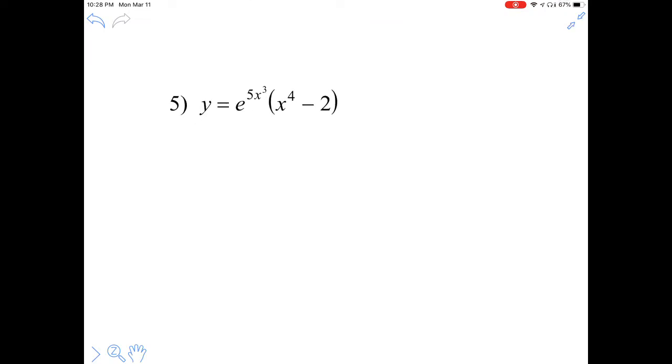Now with question 5 here, we need to use the product rule. If you want to think, for example, that's f times g, then the derivative, remember the product rule, is f prime times g plus g prime times f, and that's what we got to do here. Just follow that product rule.